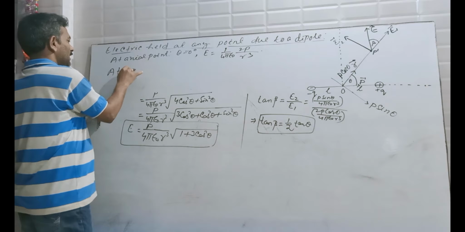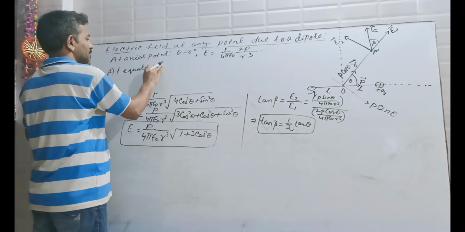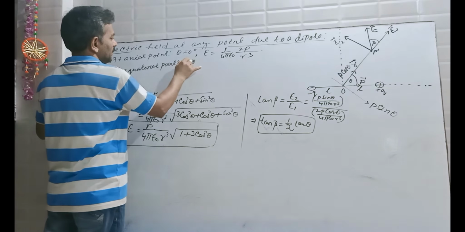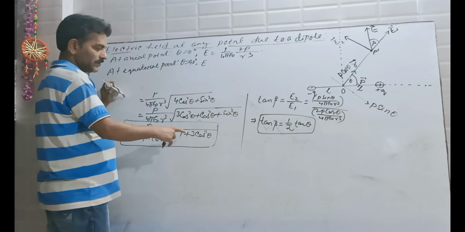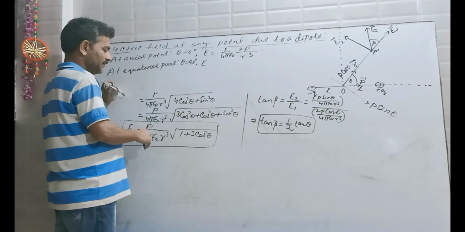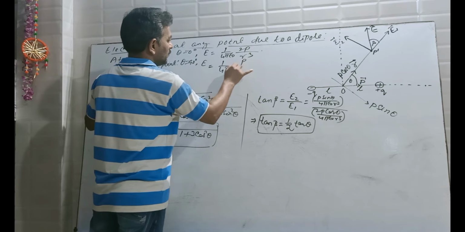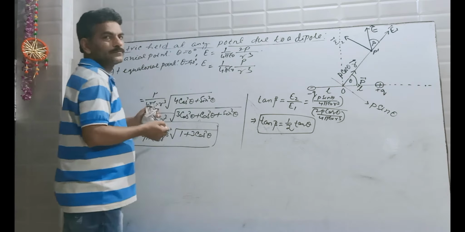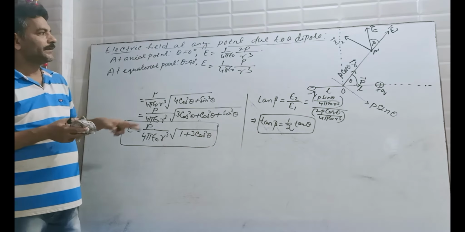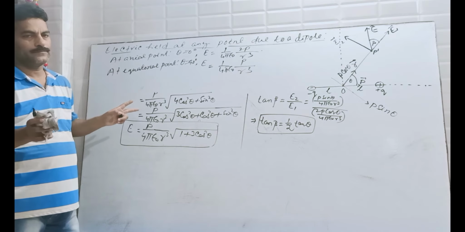Again, at the equatorial point, theta is 90 degrees. So cos square 90 is 0. So this factor is cancelled. So it is 1 by 4 pi epsilon naught times p by R cube. So this is the electric field intensity at any point due to an electric dipole. Clear?